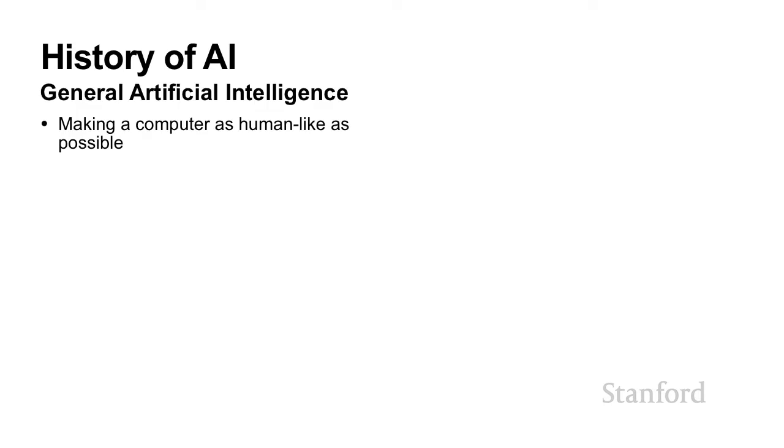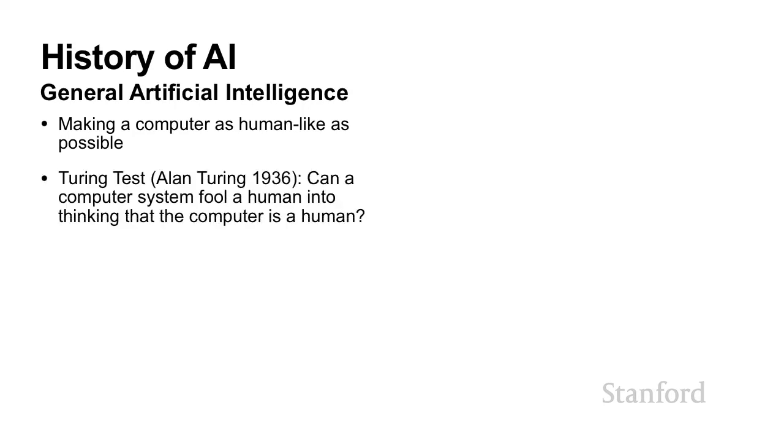When people first started talking about the idea of artificial intelligence, they were mostly talking about what we would now refer to as general artificial intelligence, which is making a computer as human-like as possible. So think the hosts in Westworld if you watch that TV show. One gold standard that was used was the Turing test. This was proposed by Alan Turing in 1936, which can be basically summarized as, can a computer system fool a human into thinking that the computer is a human?